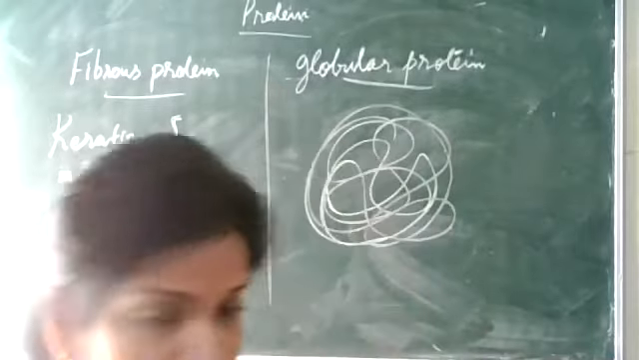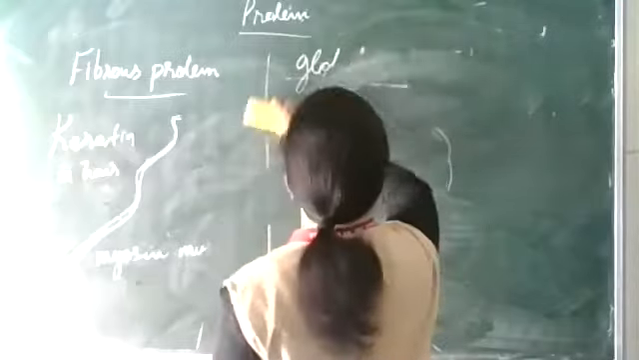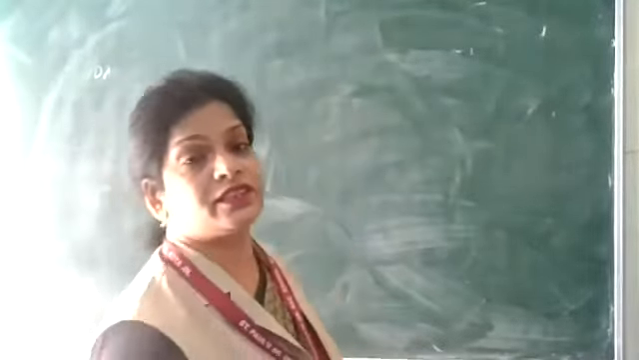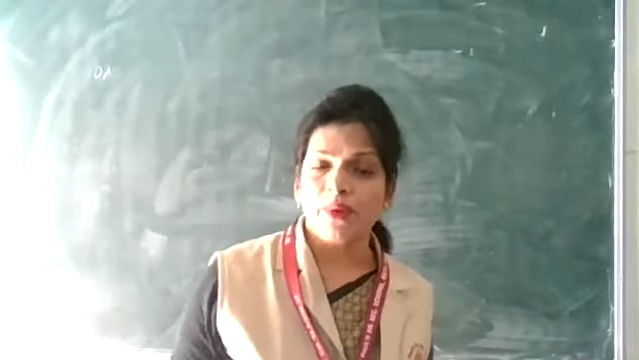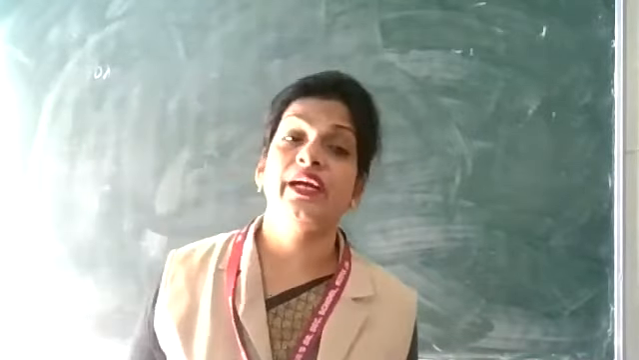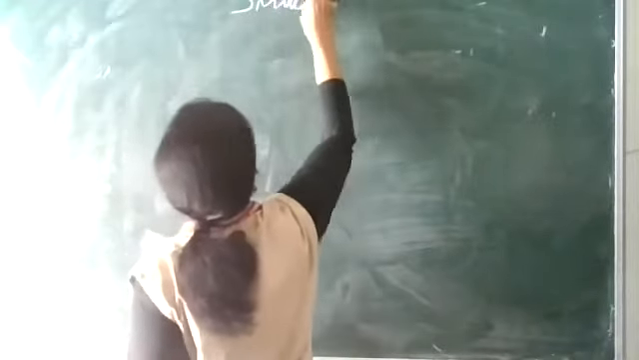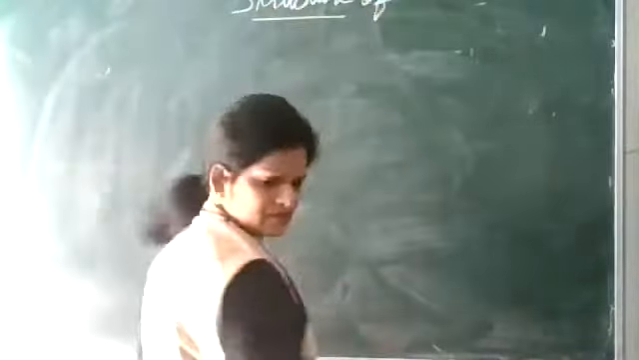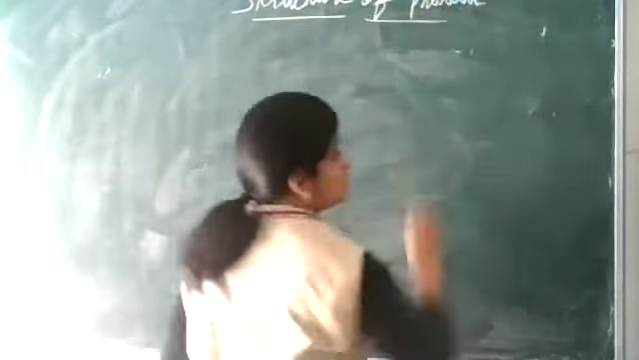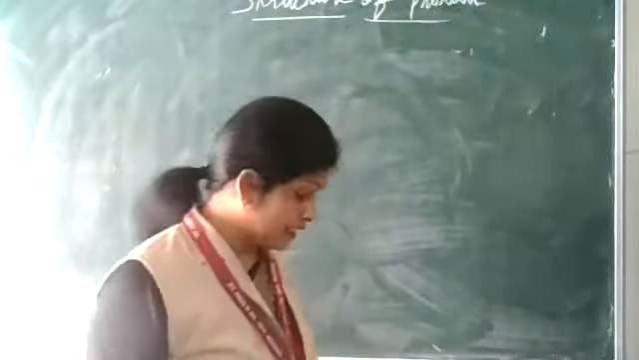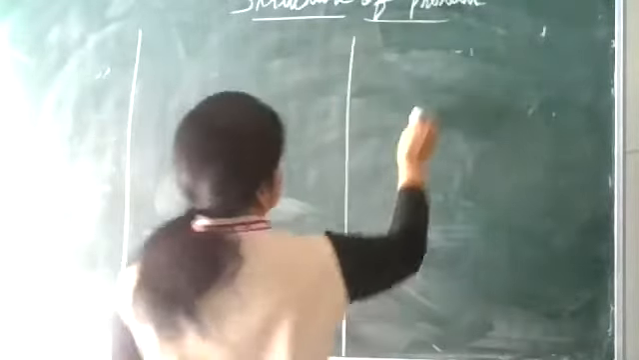The structure of protein, the next heading. Structure of protein is learned in different steps, different stages: number one, primary structure, secondary structure, tertiary structure, and quaternary structure. This is primary structure.